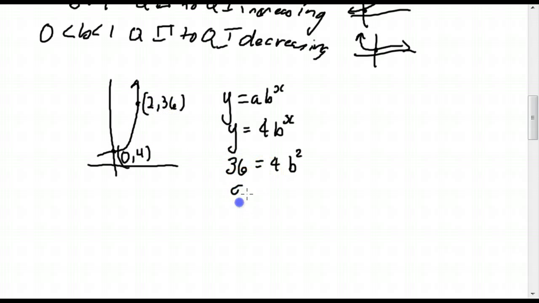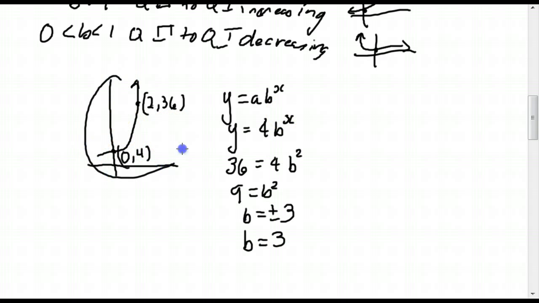Let's divide both sides by 4. We get 9 is b squared. b is plus or minus 3, but since it's exponential, b is 3. And so this graph has the equation y equals 4 times 3 to the x. So we're using points on the graph, this one to calculate a, and this one giving us an x, y value which we can substitute in to calculate the value of b.